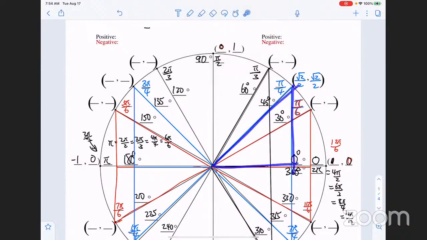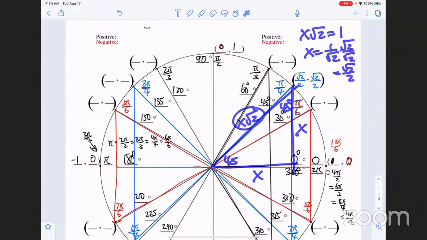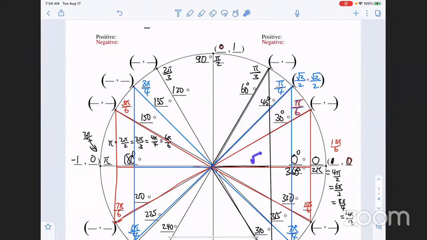Because this is a 45 degree triangle, according to the ratio, this is x square root 2, this is x, and this is x. Now what happens is I'll set x square root 2 equal to 1, x equals 1 over square root 2. If you rationalize, it's going to be square root 2 over 2. So that makes this one square root 2 over 2, and that one square root 2 over 2. This is the x value, and this is the y value. You just understand the length. If you understand the length, you don't need to memorize certain things.